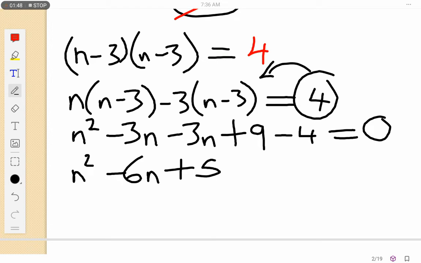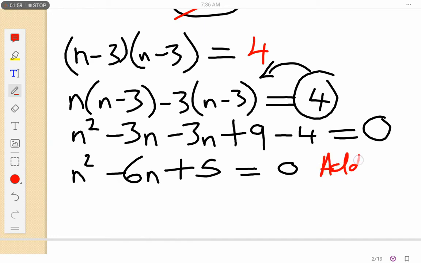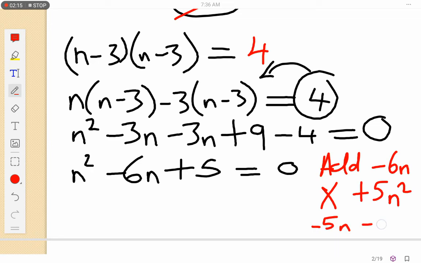Now we have got this. What I now do is this. This is equal to 0. I want to find numbers that when I add, I'll get minus 6n, and when I multiply, I get plus 5n squared. So the numbers that I can think of are minus 5n and minus 1n. These numbers, if I add, I'll get minus 6n. When I multiply, I'll get plus 5n squared there.